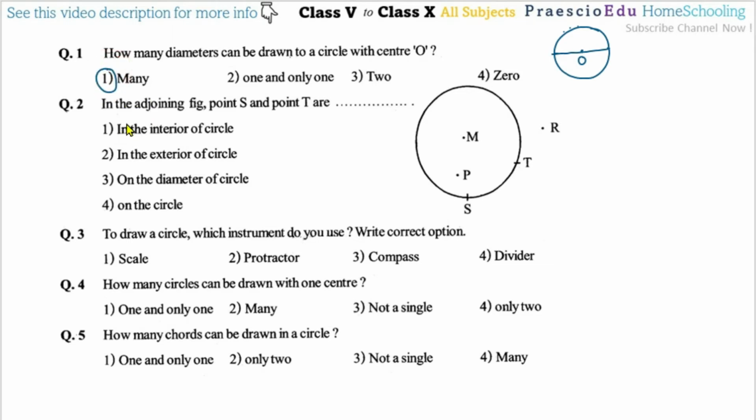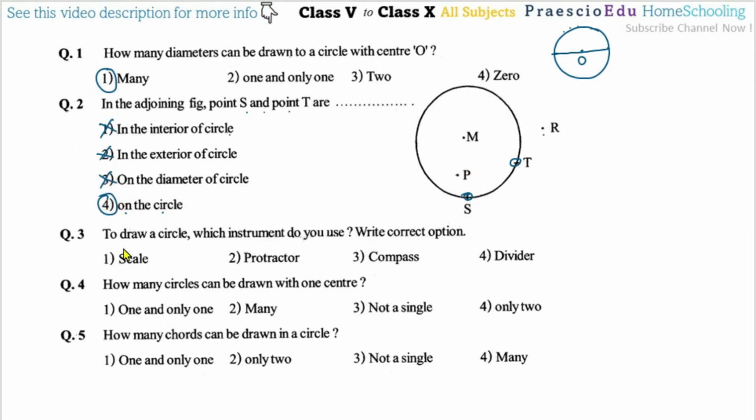Then question number 2. In the adjoining figure, point S and point T. So point S is this one and point T is on this one. Option number 1: in the interior of the circle? No, in the interior are P and M, so option number 1 is incorrect. Then option number 2: in the exterior of the circle? No, in the exterior is R, so this is incorrect. Then option number 3: on the diameter of the circle? No, it is not on the diameter, so this is incorrect. On the circle, yes, correct.